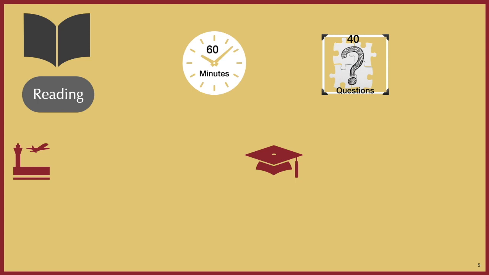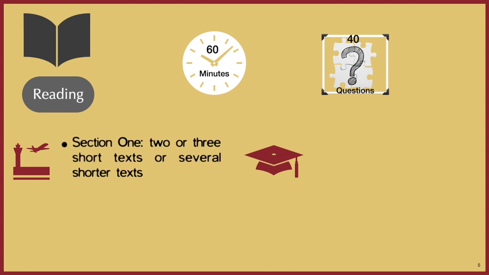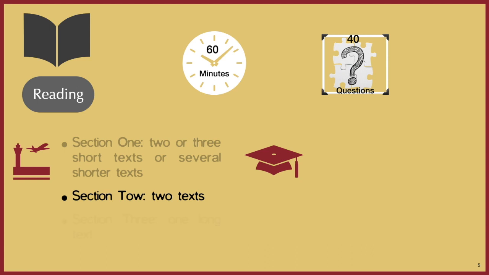In the general training module of the IELTS exam, you'll be presented with Section 1, which comprises 2 or 3 short texts or several shorter texts. And in Section 2, you'll find only 2 texts. Finally, in Section 3, you'll find 1 long text.